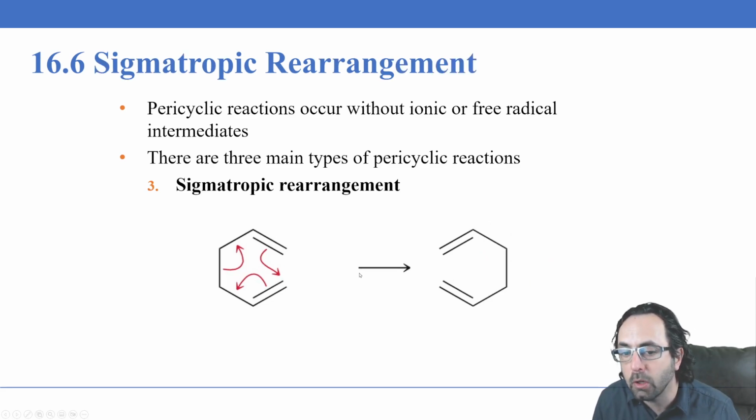Finally, we can have a sigmatropic rearrangement. And in this case, basically what's going on is that the position of the pi bonds is moving, and we're ending up with a sigma bond in other locations.